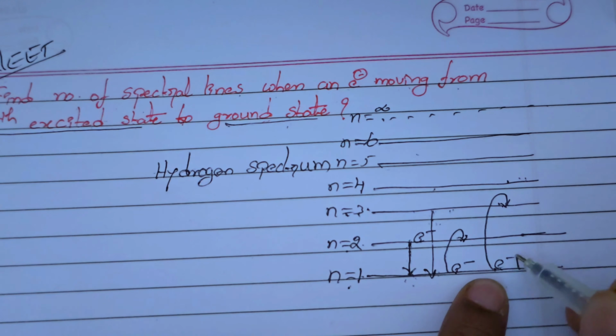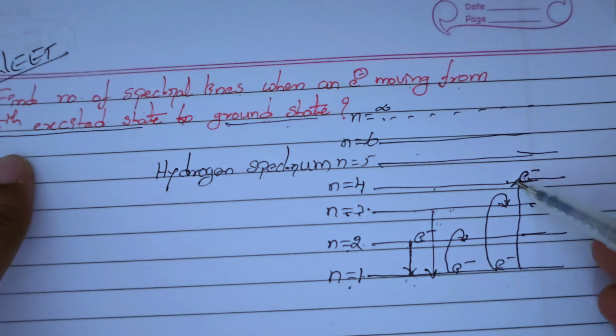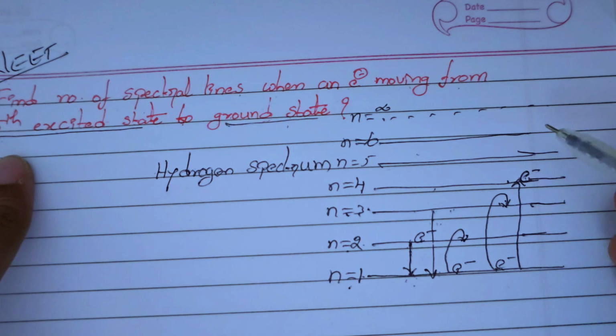In the question, the given state is the fifth excited state. Fifth excited state means which orbit? This is the first excited state, second excited state, third excited state, fourth excited state. Here the fifth excited state means which orbit? The sixth orbit. So here the electron is existing at the fifth excited state.